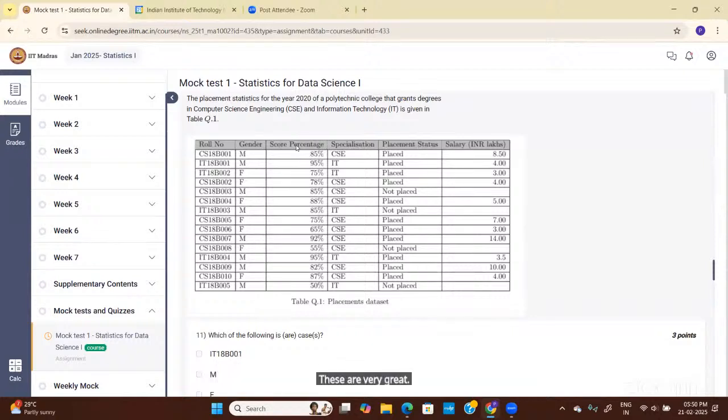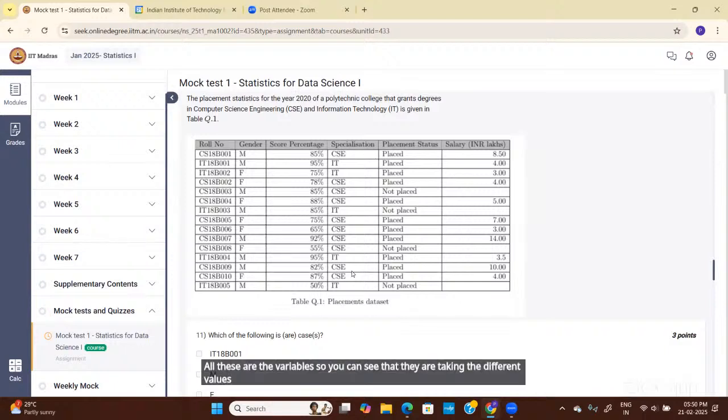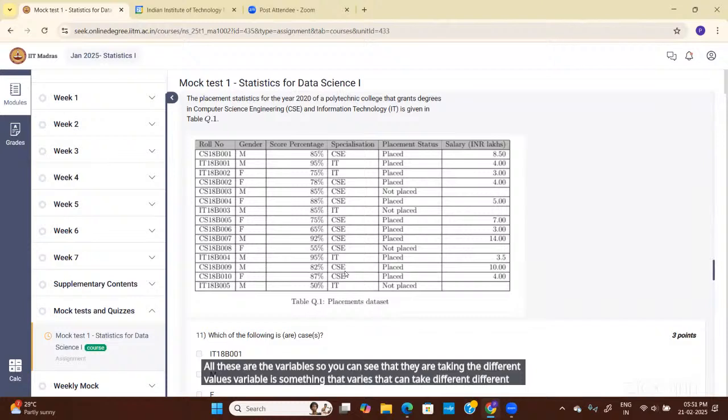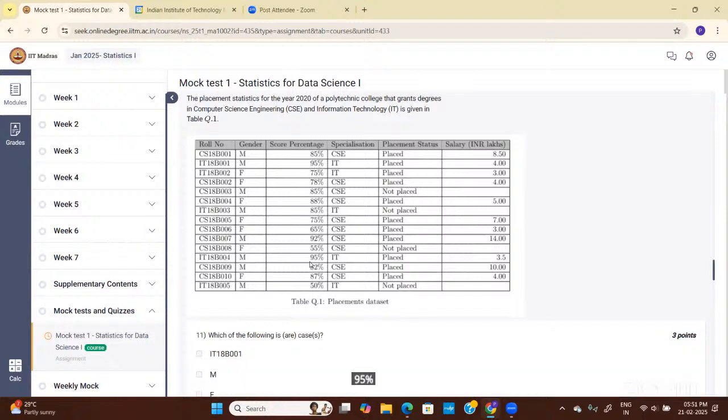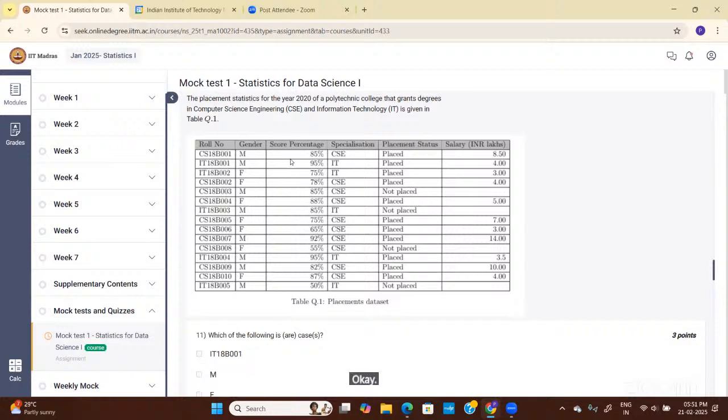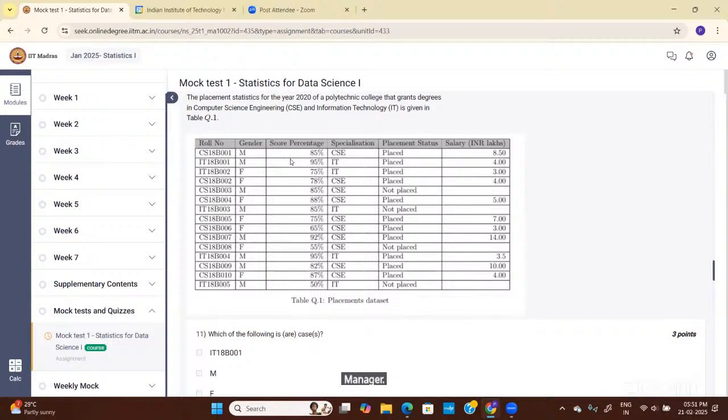You can see that they are taking different values. A variable is something that varies, that can take different values. Score percentage is varying: someone has 85%, someone has 95% or 92%. Variables are divided into categories: numerical and categorical. Gender is a categorical variable here. Score percentage is a numerical variable. Salary is also numerical.